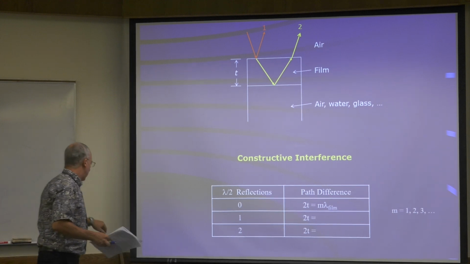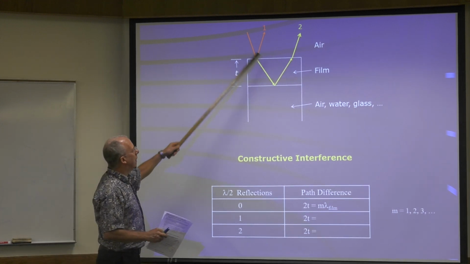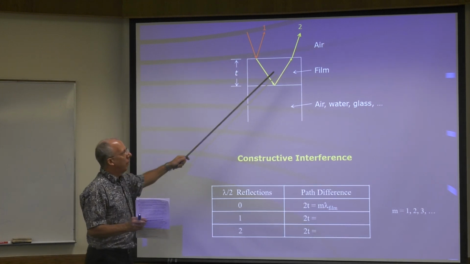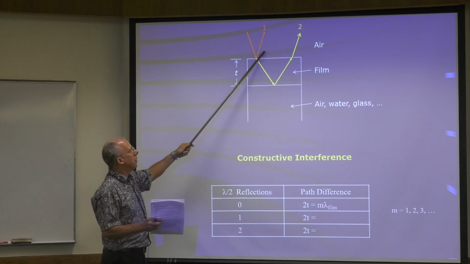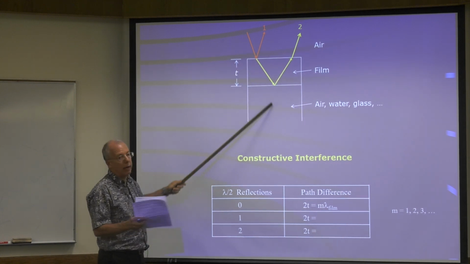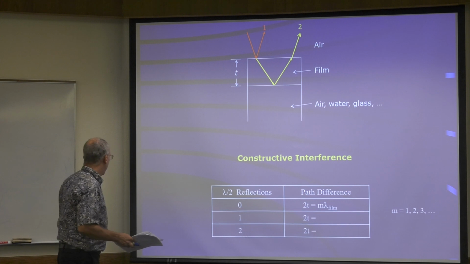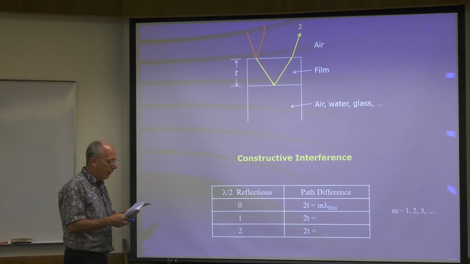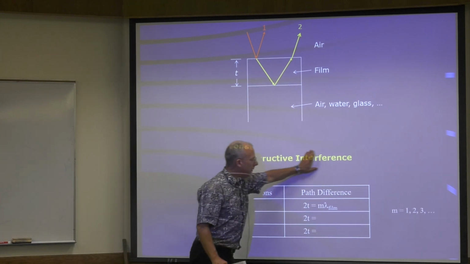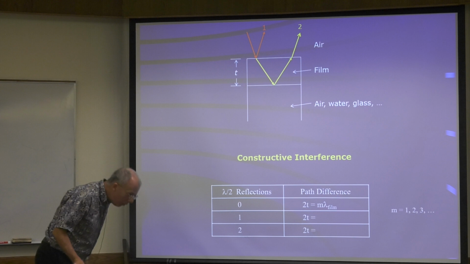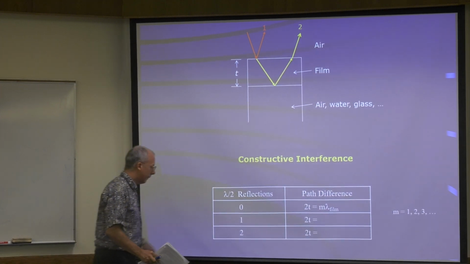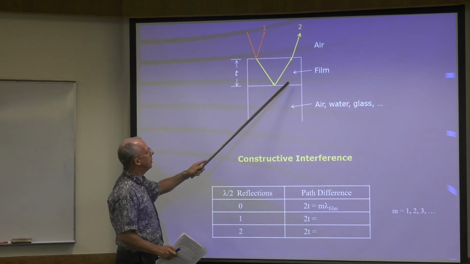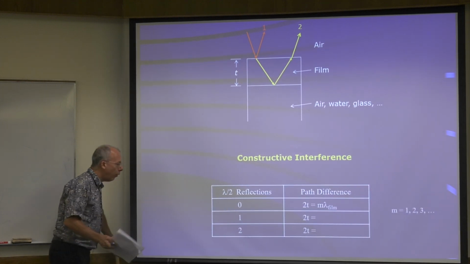Now look, we have one reflection, two reflections. Without knowing the indices, we don't know if there's going to be a lambda over 2 flip here or here. So we're going to discuss every single case and just see what the conditions are. Again, we want constructive interference. Let's first assume there are no flips, so this n is bigger than this n, and this n is bigger than this n.